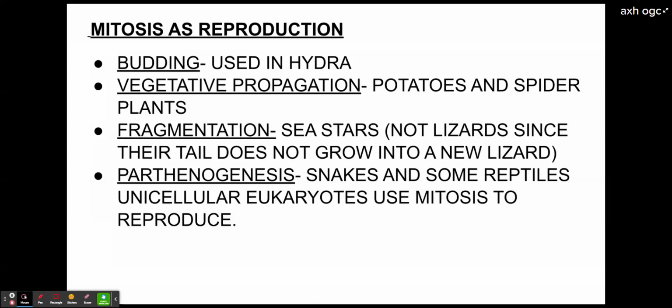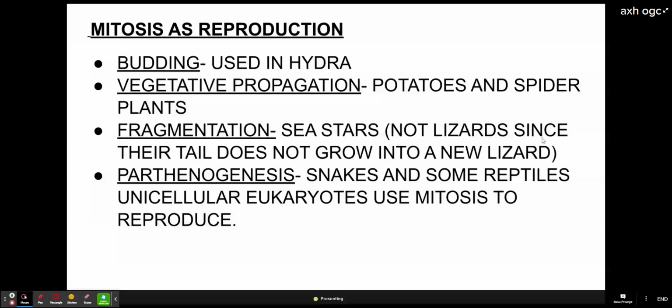Fragmentation, the most common example are sea stars, right? Starfish. If you cut an arm and part of the central disc off a starfish, it will grow into a clone of that original starfish. So if you cut off each arm and part of the central disc, you'll have 5 clones of the original starfish. Marine sponges also do this. Don't confuse this with a lizard dropping its tail, because that tail does not grow into a new lizard. So that's not an example of fragmentation.